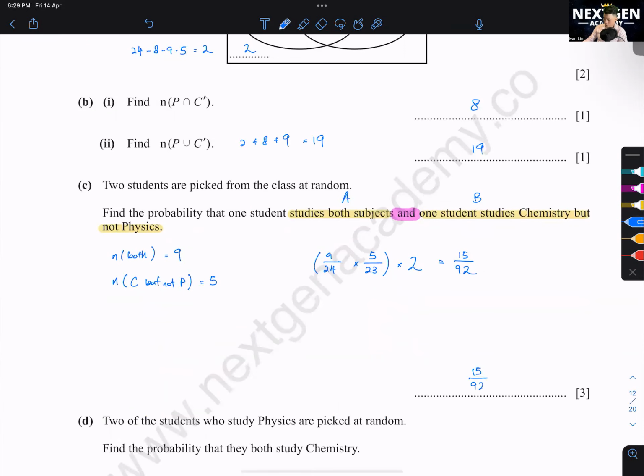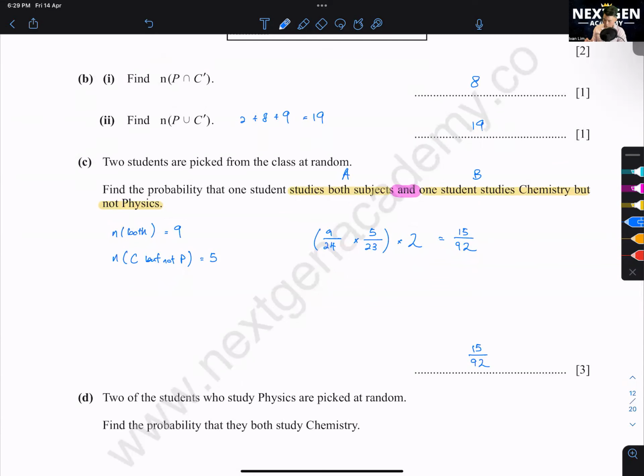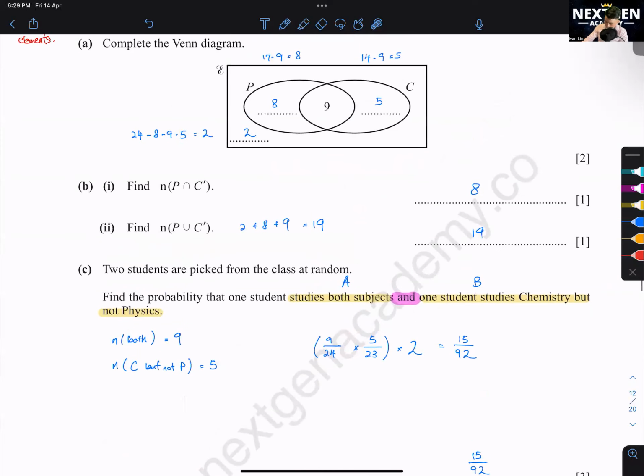Okay, why do I have to explain these 2 different groups? You see this next question, right? You see the sentence, how is it phrased differently? Two of the students who study physics are picked at random. Okay, this one, there are 2 things that we need to consider. Let's look at this first sentence first. That means I only consider those students who study physics. I'm not considering everyone in this entire universal set. Where am I looking at? Only here, only these physics students. The rest doesn't exist anymore.